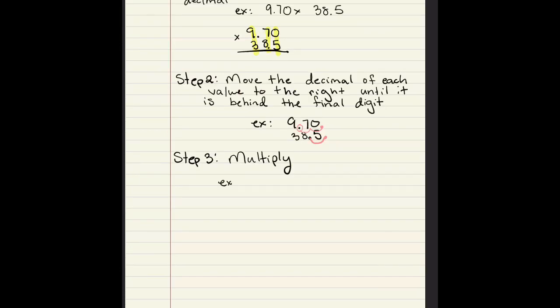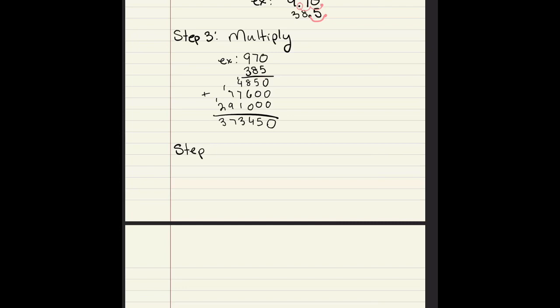Step 3 is just to multiply. So now that I've moved my decimal over, I'm just multiplying 970 times 385. After I do my multiplication, I'm left with a very large number. I have 373,450. So I have that number. Now I need to move on to step 4.